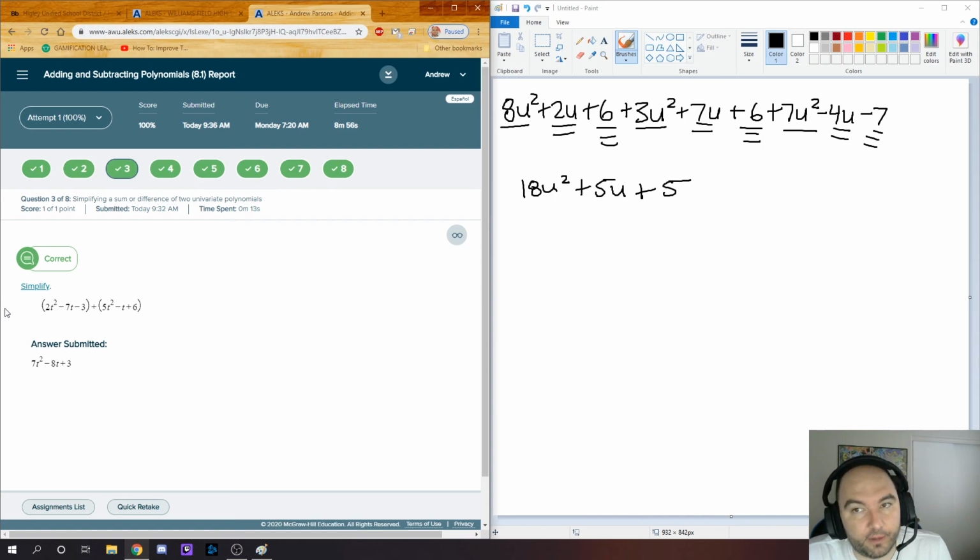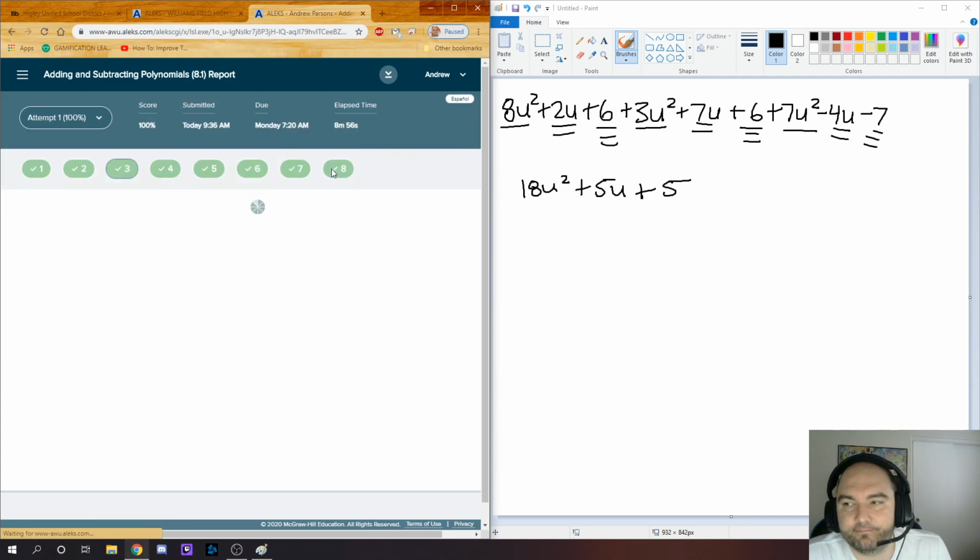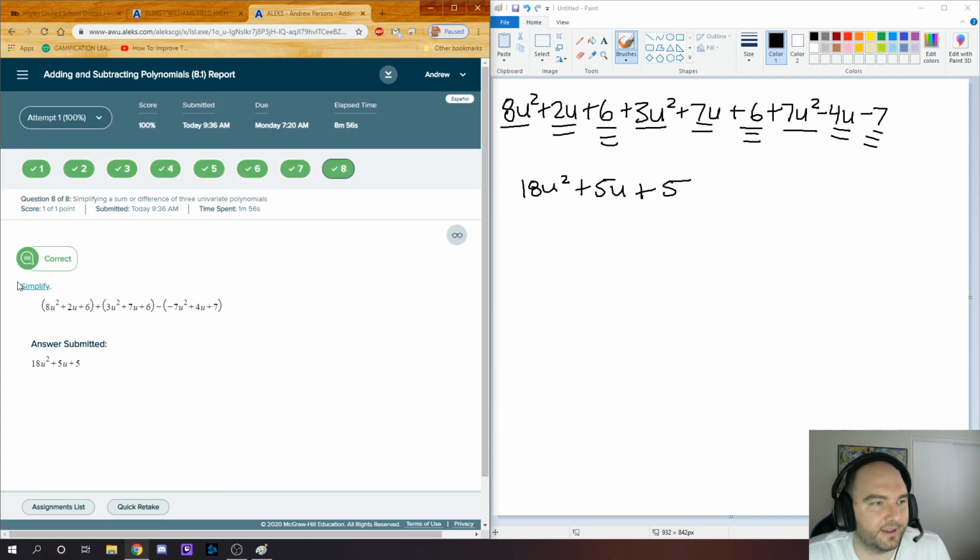I really wish there had been a minus sign, though. Look at the problem type. Simplifying a sum or difference of 2 univariate polynomials. Difference. Where's the difference problems? Alex. So here is simplifying the sum or difference of 3 polynomials, which actually included a difference, thankfully. So we got to see at least a little bit of it. All right, that's all I got to say about that one.